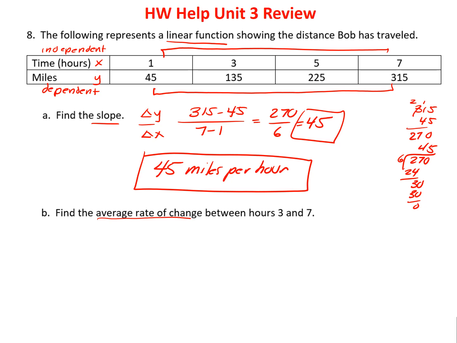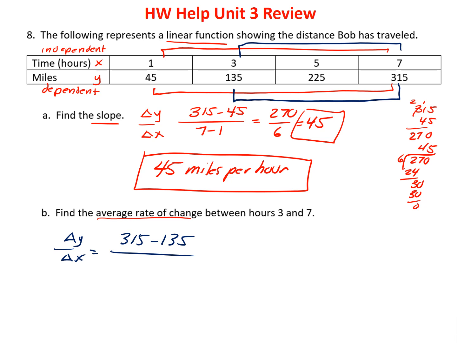Now, to find the average rate of change between 3 and 7, we know the answer is going to be 45. But just to show us how it works, we're going to go between 3 and 7. So here we're going to do 315. This time our change in Y over our change in X is going to be 315 minus 135, and up here it's going to be 7 minus 3.